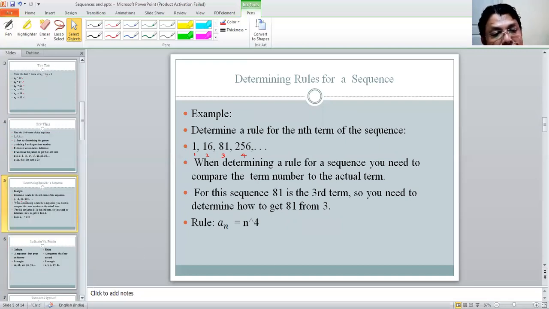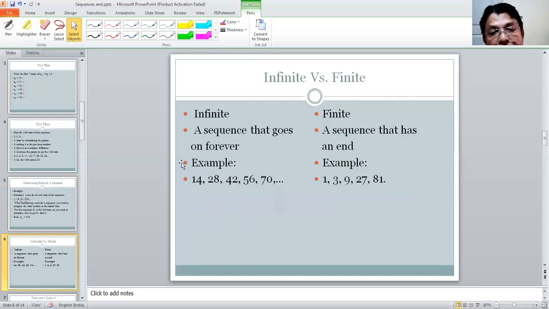Now, there are two types of sequences: infinite sequence and finite sequence. Infinite is very easy: a sequence that goes on forever. For example, 14, 28, 42, 56, 70, and so on. See, it goes on forever. That's the reason this is called an infinite sequence.